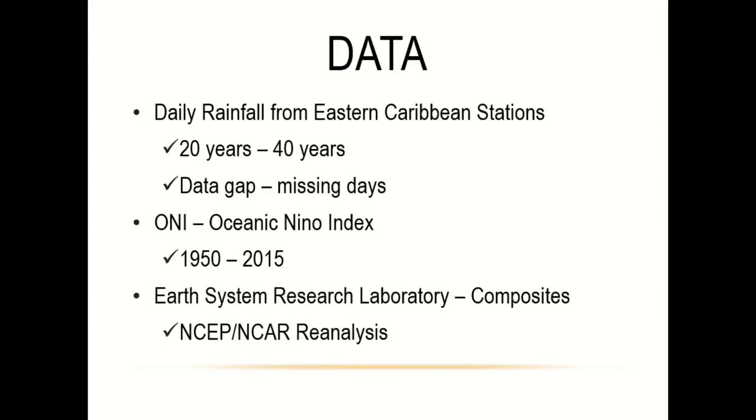Now the data set is from 7 islands, which include 9 stations, so they're varying from 20 to 40 years of data. We have some data gaps, so years with missing days, we ignore those. For the ENSO, we look at ONI. We'll discuss that further. That data set is from 1950 to 2015. And the NCEP, NCAR reanalysis data will help with the composite that we have developed.